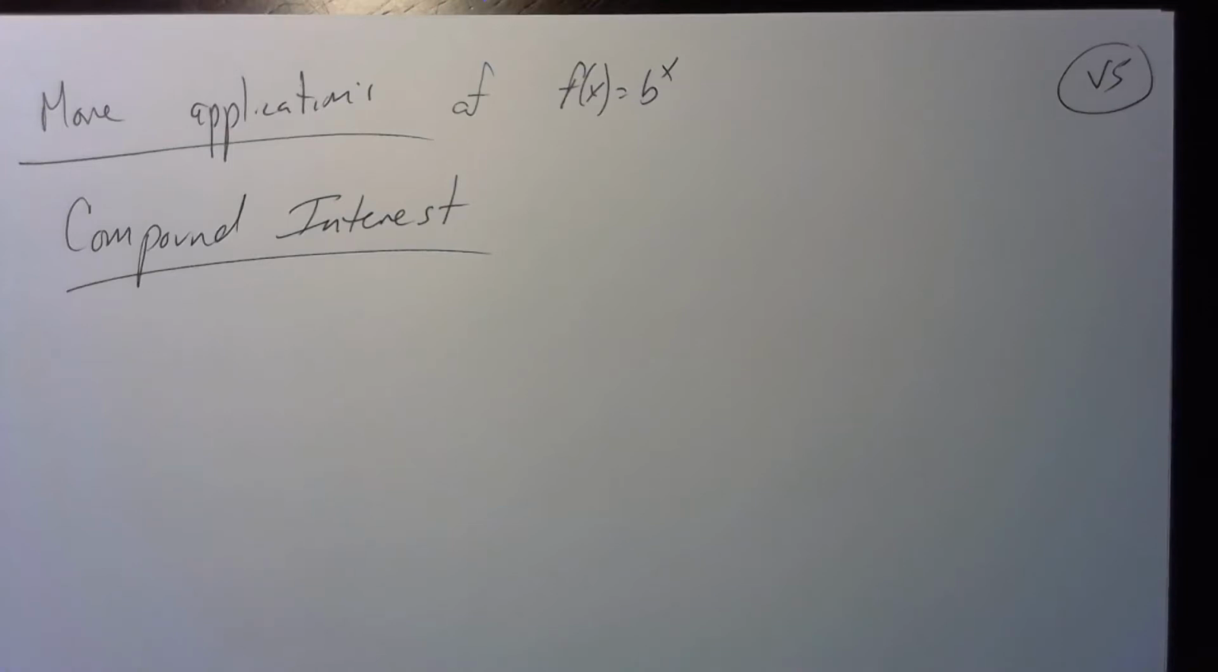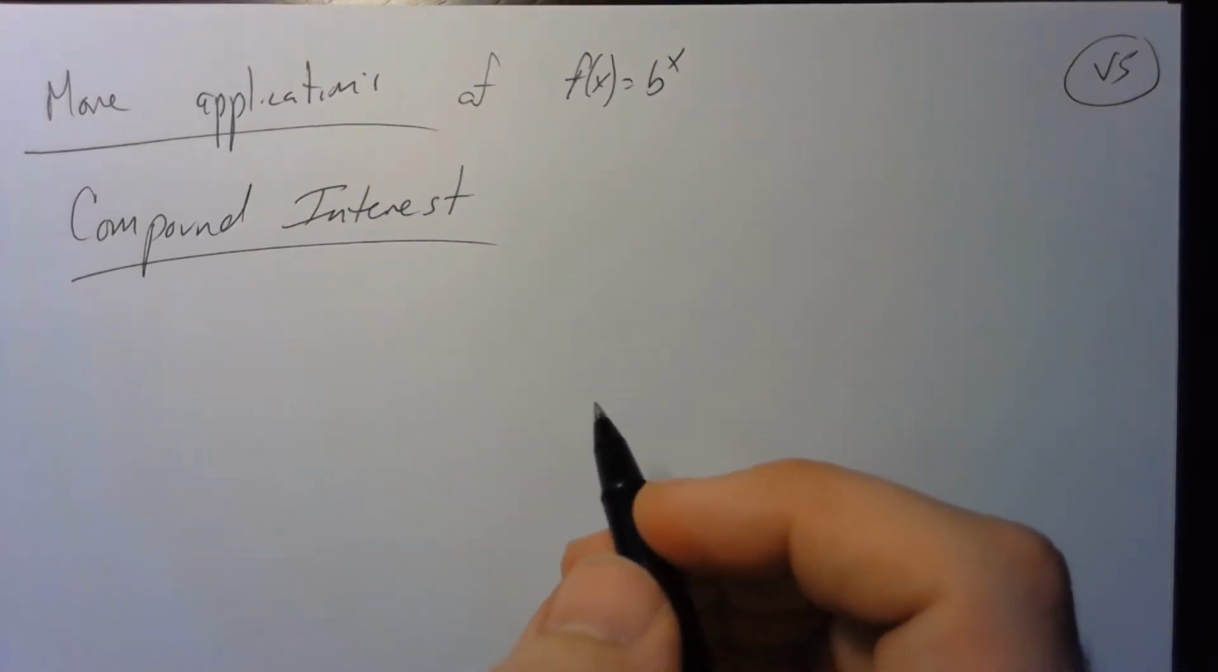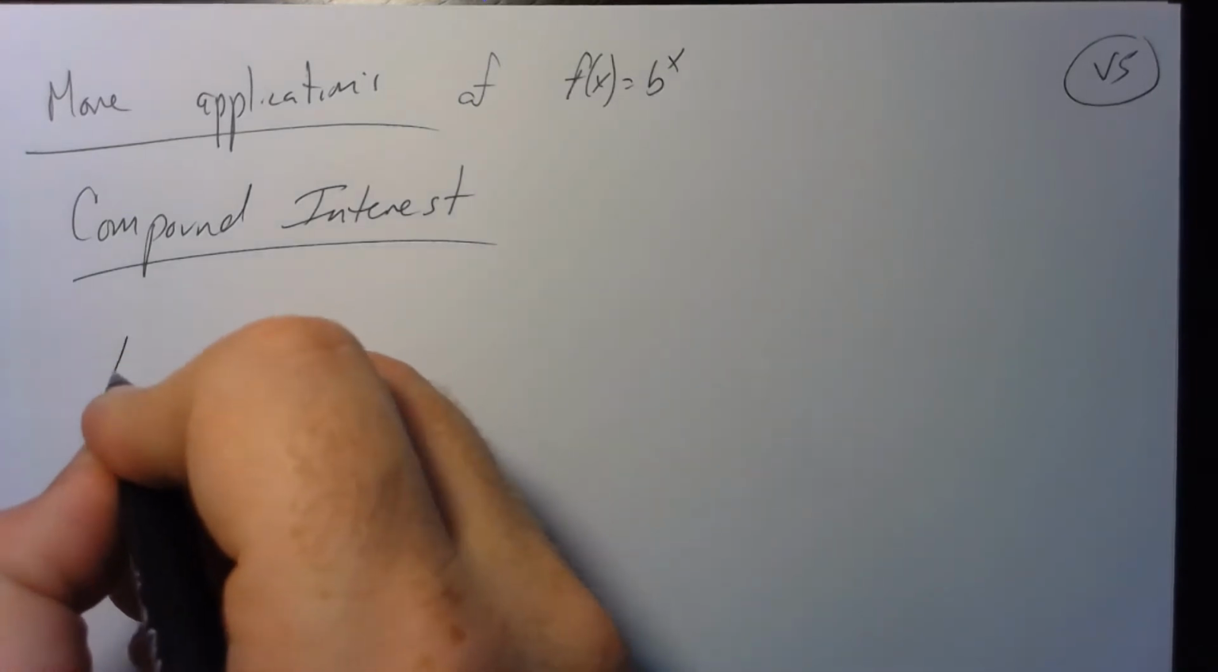In this video, we'll be looking at more applications of the exponential function, specifically compound interest. Compound interest is a very specific economical mathematical concept that we utilize. It happens in a very specific way most of the time, and in other cases we might use specific functions. So there are two specific functions that we can use for compound interest.